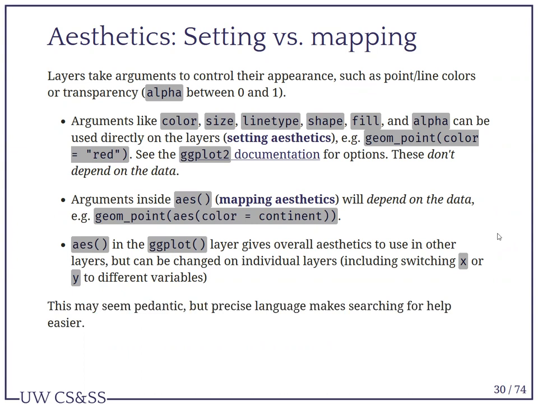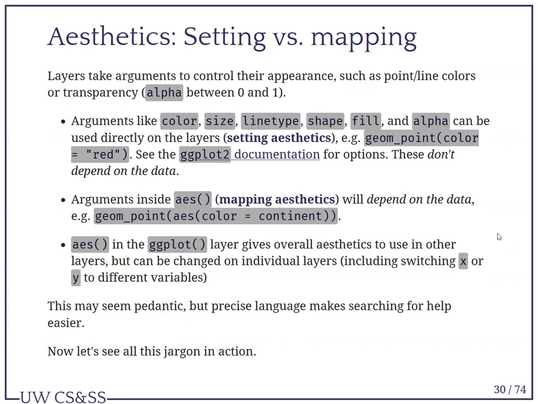This may seem pedantic, but precise language makes searching for help easier. So this is the verbiage that you would want to look up. Like, I want to map the line type in my lines. How do I get that to work? Is a way easier question for Stack Overflow searches to understand.